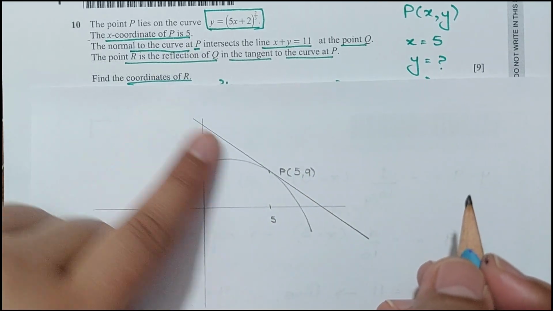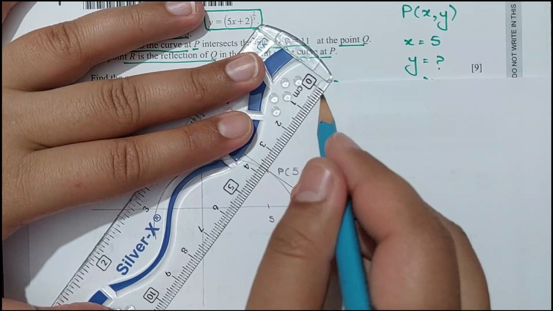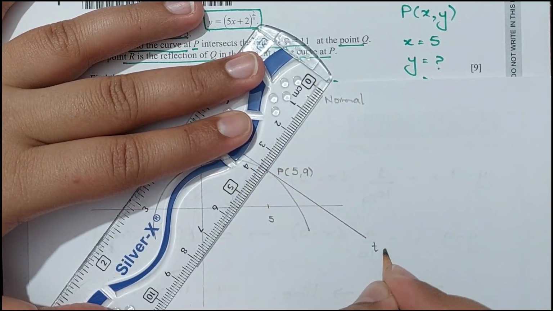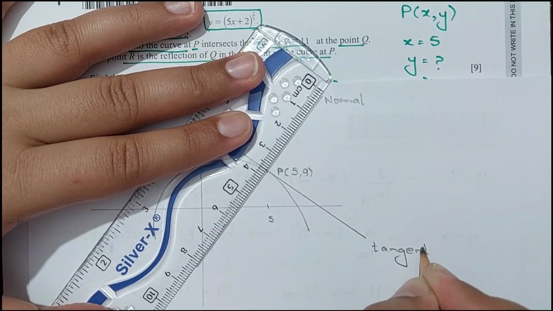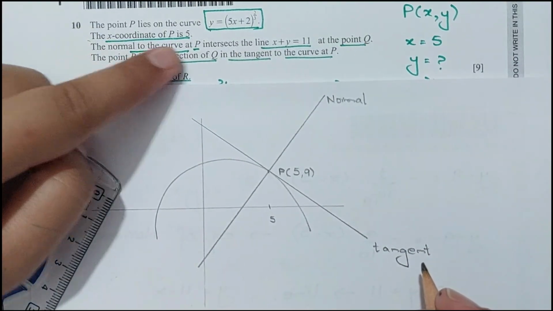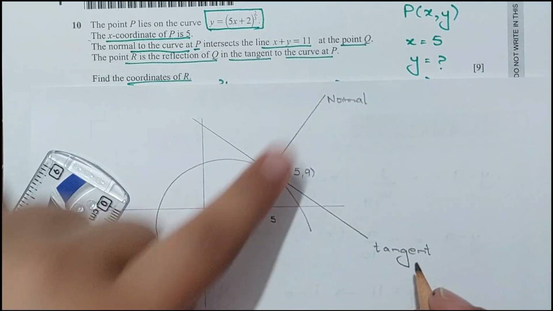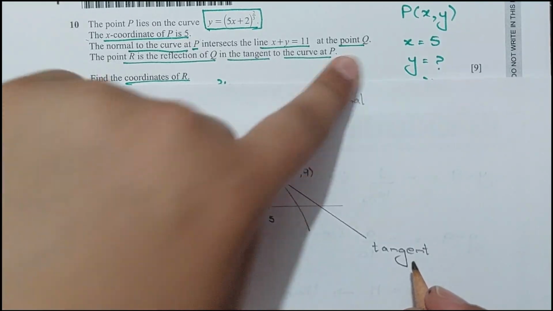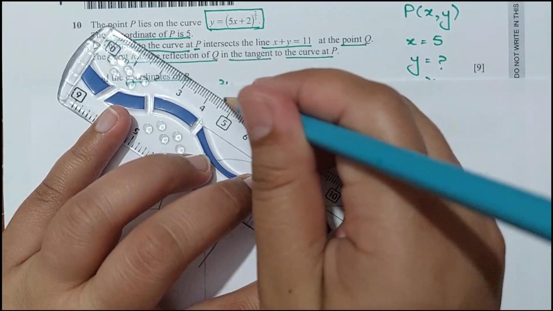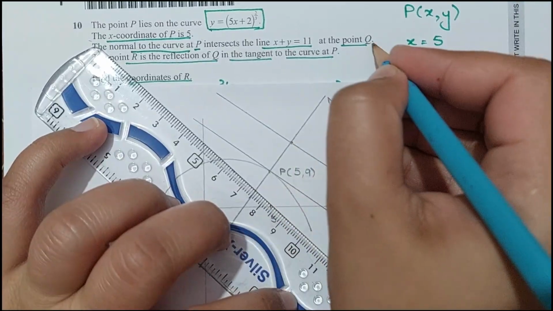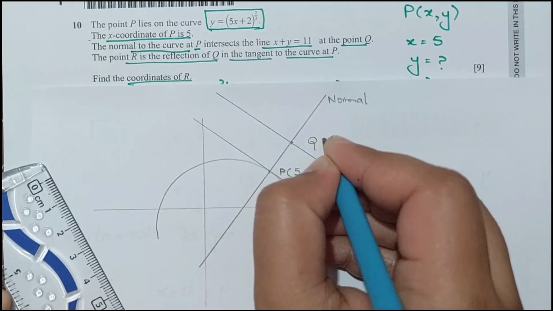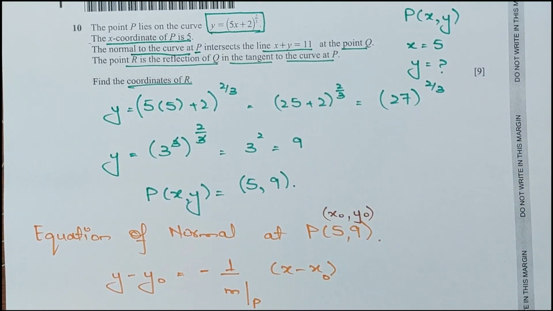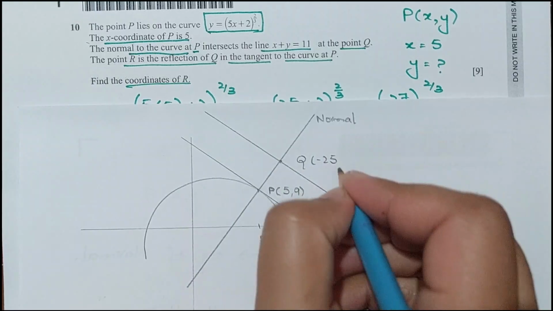Okay, and we know that the tangent is always perpendicular to the normal. This is the equation of the normal, and that is the equation of the tangent to the curve at point P. Now, the normal to the curve at P intersects another line. Let's say this is a line where the normal intersects at point Q, and Q has coordinates (-25, 36), I guess. Yeah, (-25, 36).